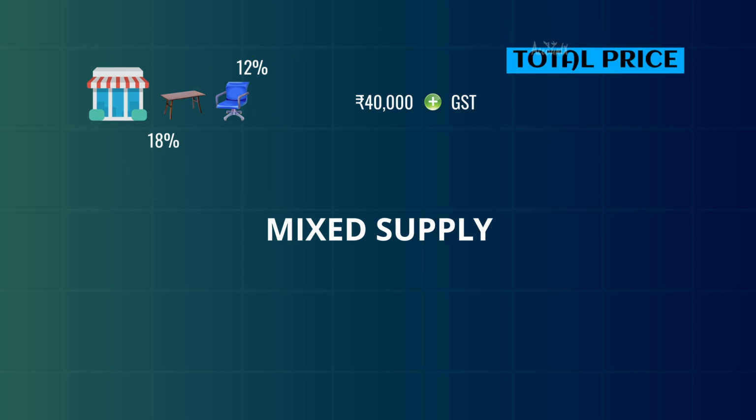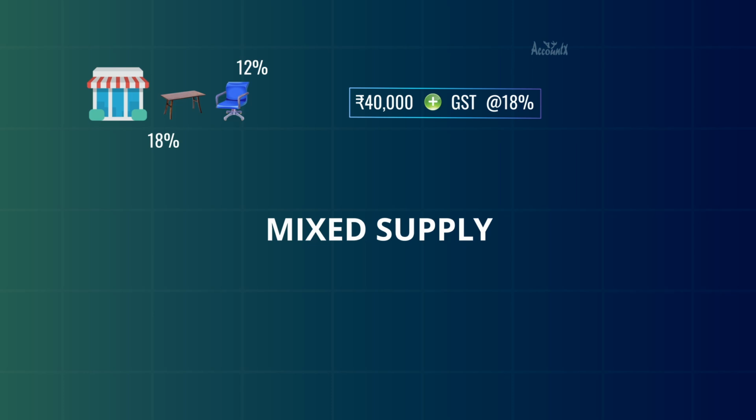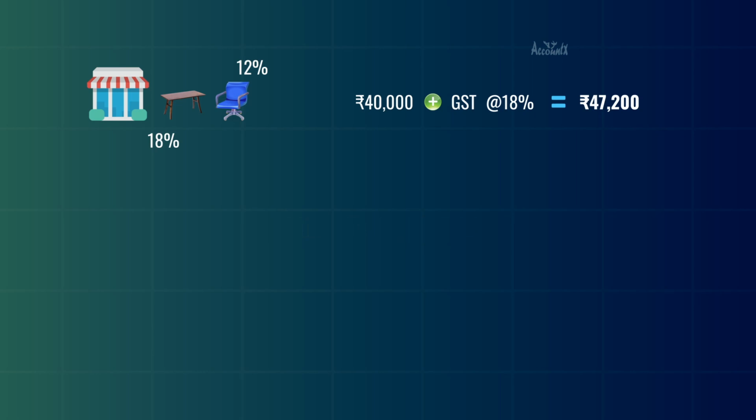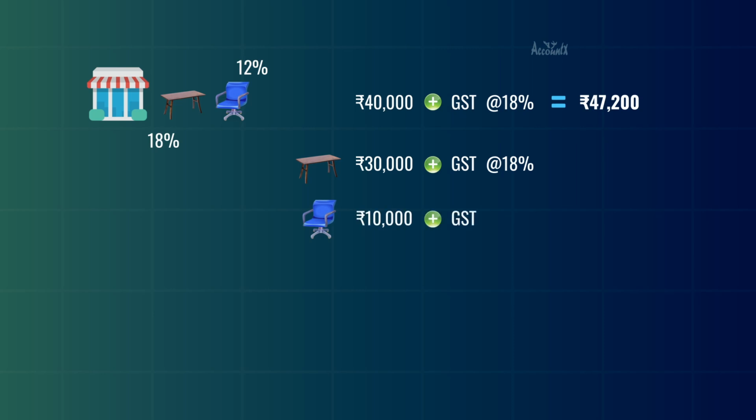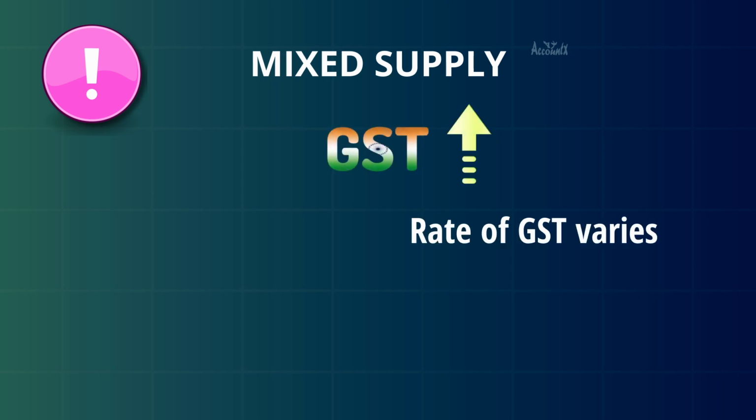Let's now calculate the total price. Rate of GST for wooden table is 18% and for chair it is 12%. Because this is a mixed supply, you have to pay GST at 18% on the entire bundle. That is table plus chair 40k plus 18% GST. Total is 47,200. Had it not been a mixed supply, then the price would have been table 30k plus GST at 18%, chair 10k plus GST at 12%, total 46,600, which is less than the mixed supply. And the important thing to remember here is, in case of mixed supplies, you pay higher taxes if the rate of GST varies for each component of the bundle.